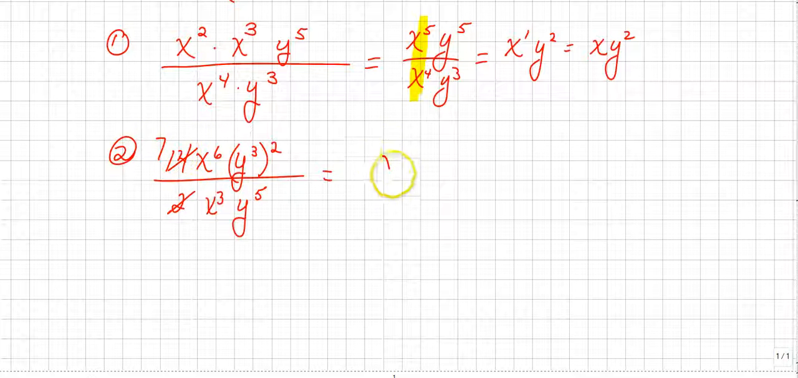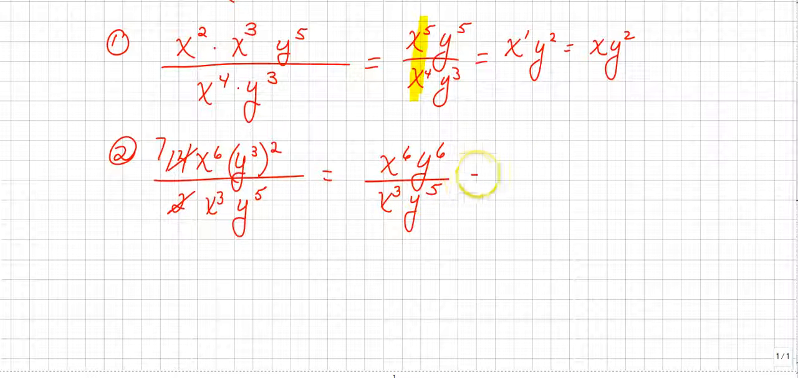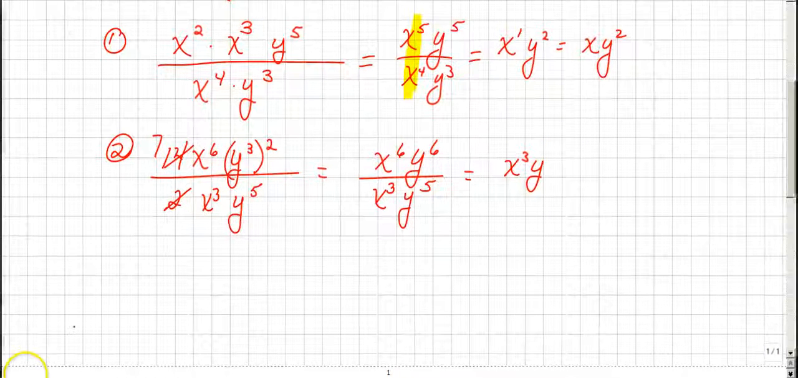And then on the top we now have x to the 6th. Y to the third squared is our power to a power property, so that becomes y to the 6th. And that is all over x to the cube, y to the 5th. Alright, now we're simply dividing, so we subtract our powers, x to the 6th over x to the third. We end up with x to the third, and y to the 6th over y to the 5th. 6 minus 5 is 1, or simply y, and there's our second answer.